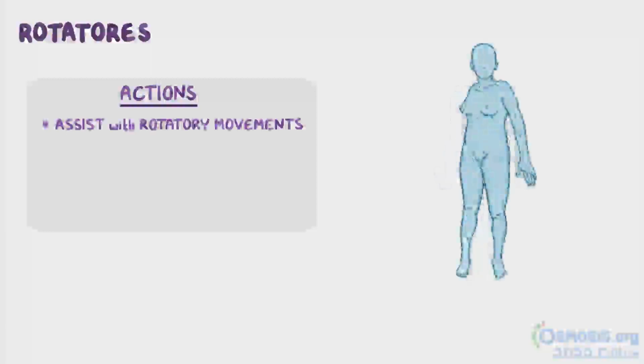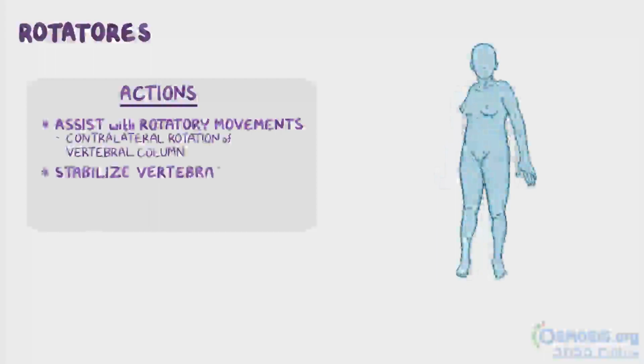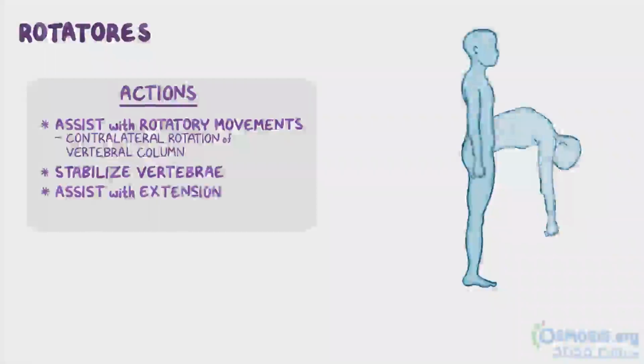Unsurprisingly, the rotatories assist with rotatory movements. Specifically, they produce contralateral rotation of the vertebral column. They also stabilize the vertebrae, assist with extension, and may be involved in proprioception.